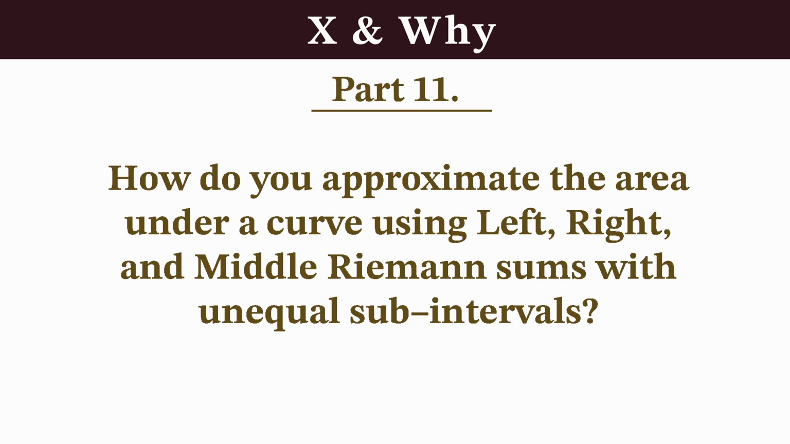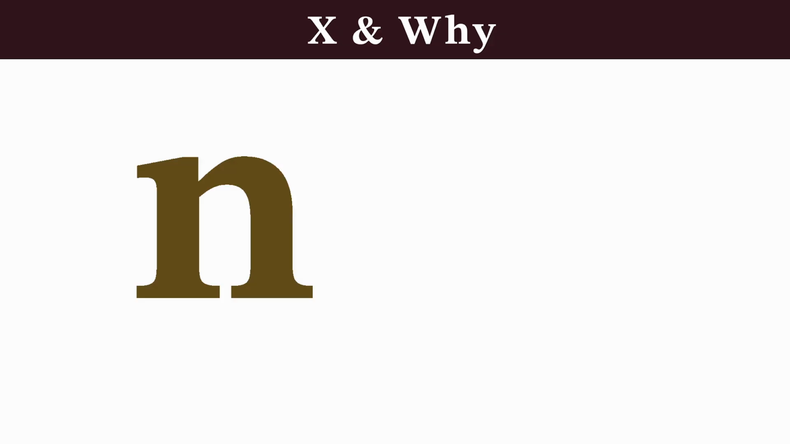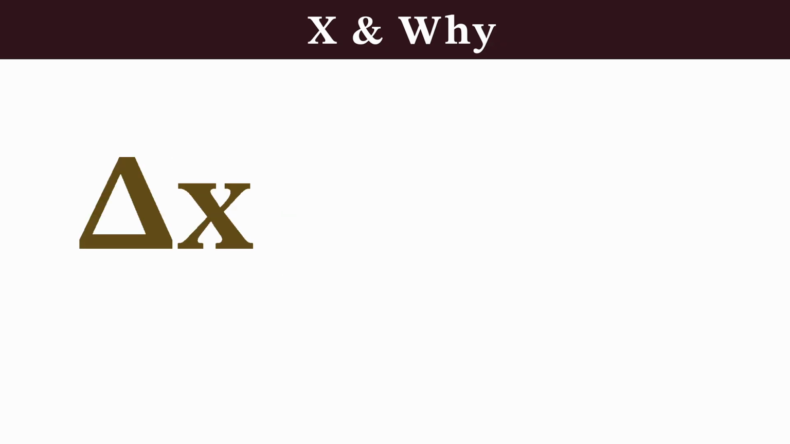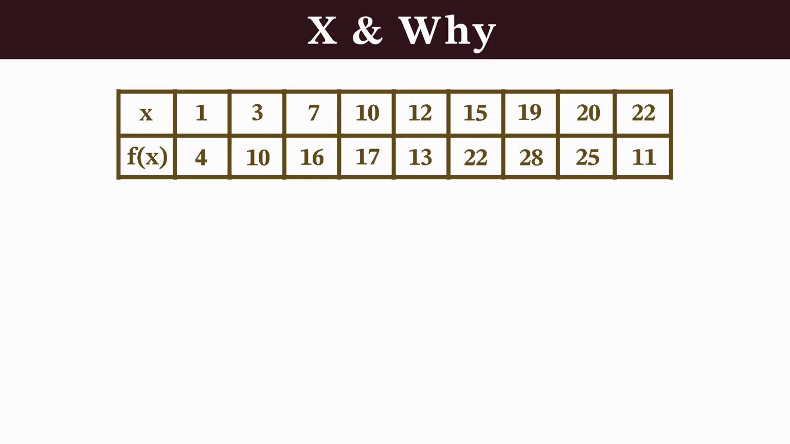Part 11. How do you approximate the area under a curve using left, right and middle Riemann sums with unequal subintervals? For each Riemann sum, you will first have to divide the interval into n subintervals. The width of each subinterval, or rectangle, is denoted by delta x, which is b minus a over n. However, for unequal subintervals, each delta x is different depending on the interval that you are considering.